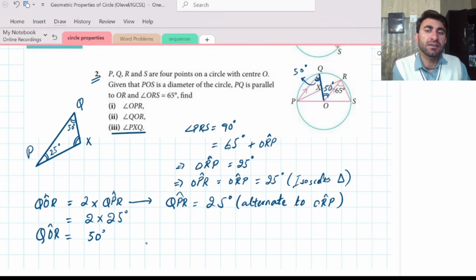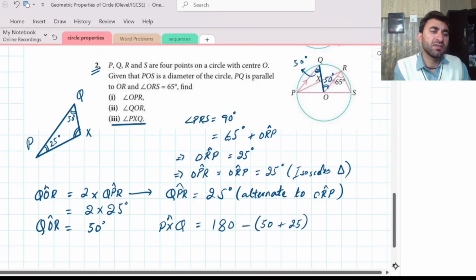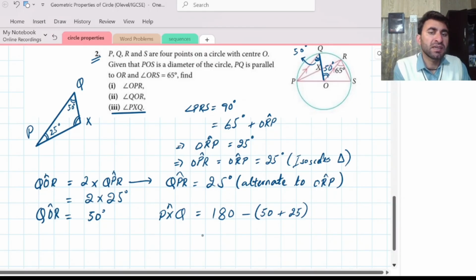So the third angle, the angle PXQ, will be 180 minus the sum of the other two, 50 and 25. So after we add the two and subtract the sum from 180, it shall become 105 degrees. So that is the value of angle PXQ.